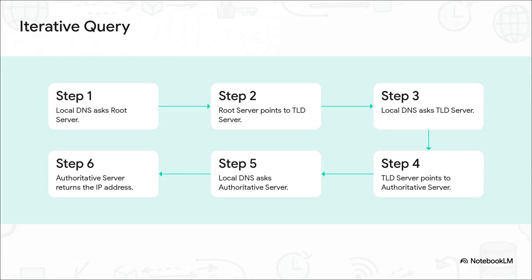Let's follow the iterative path, the one where our local server is in charge. First, it asks a top-level root server. The root server says, nope, don't have it, but you should talk to the server that handles all the .edu domains. So our server goes to the TLD, or top-level domain server. That server says, getting warmer. I don't have the final answer, but I know the authoritative server that does. Finally, our server asks that authoritative server, which has the actual record, and bam, it gets the IP address.